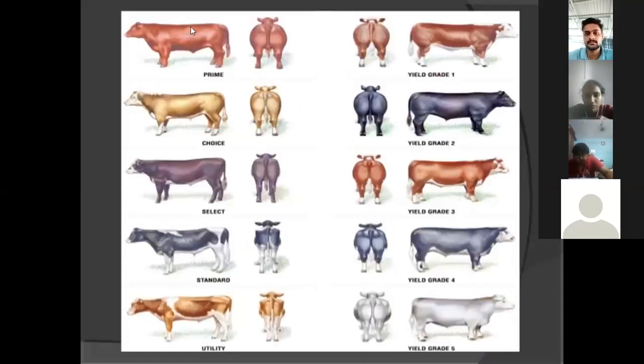Again, you can see here prime, choice, select, standard, utility. All this comes from the meat quality. We are not bothered about that here. You can come with the grade quality, that is grade 1, grade 2, grade 3, grade 4, and grade 5. You can see the difference in the animal. Here, this is almost the same level. Here you can see the belly region or the loin region is more bulged out compared to the round region. So when you see from the back, the round region should be bigger compared to the loin region. So that should be seen.